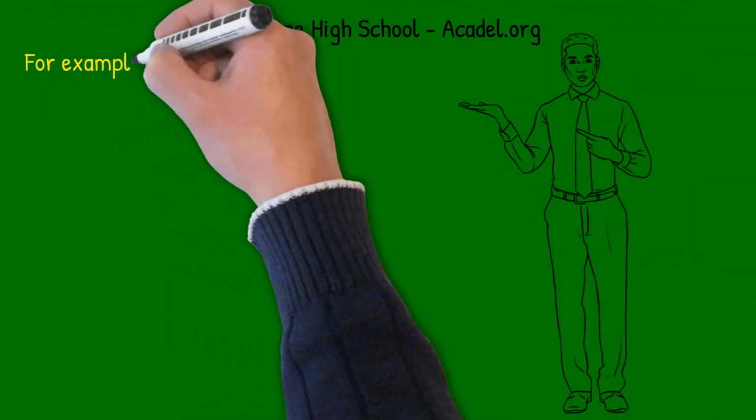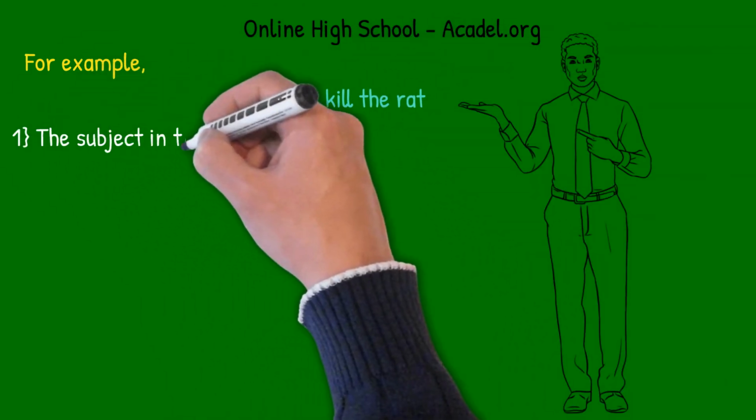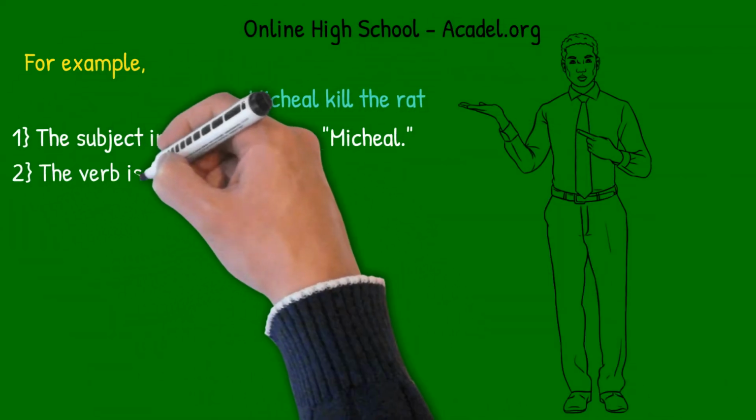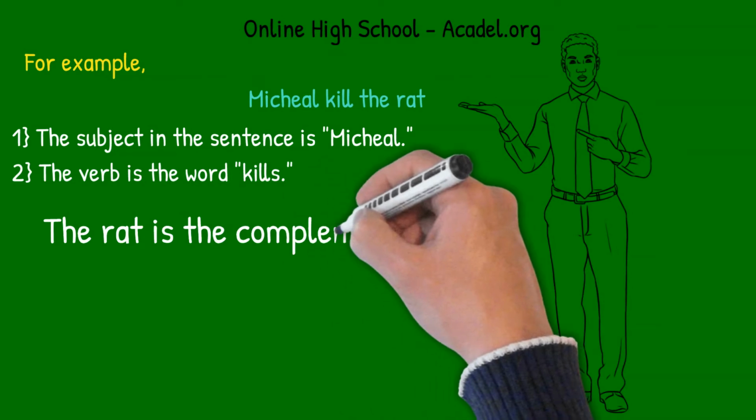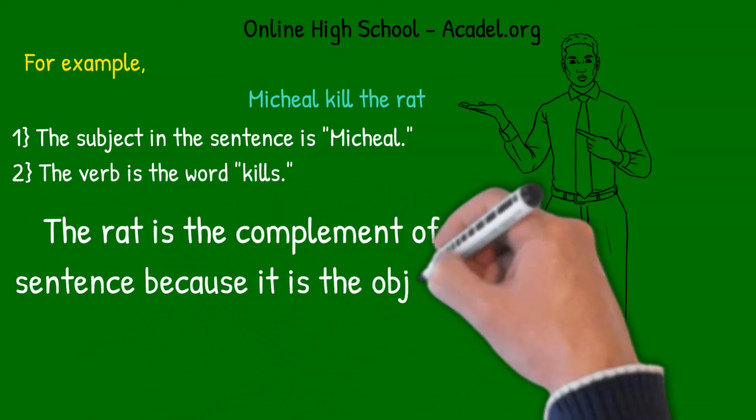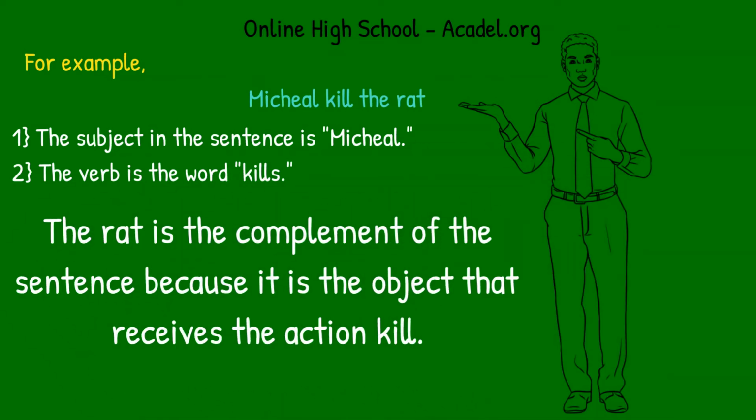For example, Michael killed the rat. The subject in the sentence is Michael. The verb is the word killed. The rat is the complement of the sentence because it is the object that received the action kill.